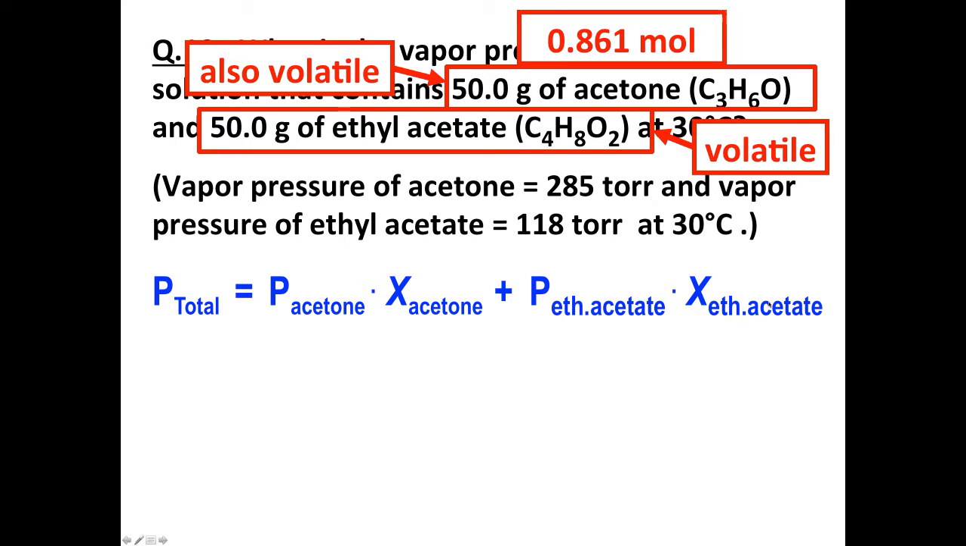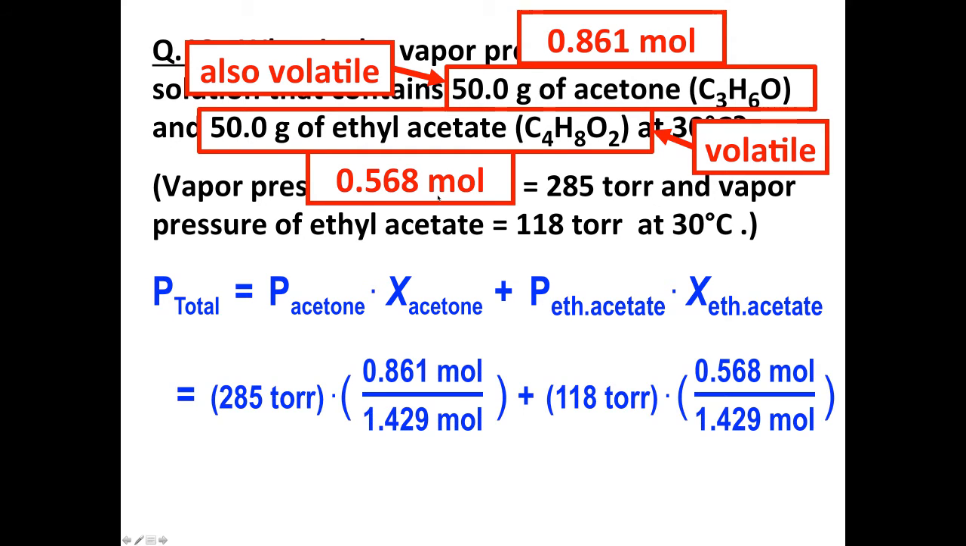Now, of course, to get mole fractions, we need to convert grams of each substance into moles. Since we're given the formula, you should be able to figure out the molar mass and then do the conversion from grams to moles. Acetone, 50 grams, turns out to be 0.861 moles. And ethyl acetate, 50 grams, turns out to be 0.568 moles. So now it's plug into the equation.